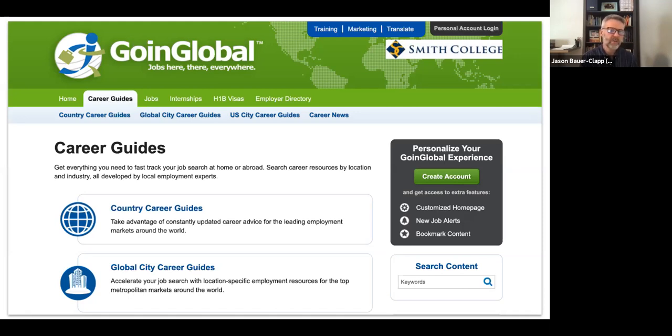So this could be a really good tool, or again, perhaps your own institution has a similar tool. If they don't have this, I'd certainly invite you to contact your career staff and ask them about it.